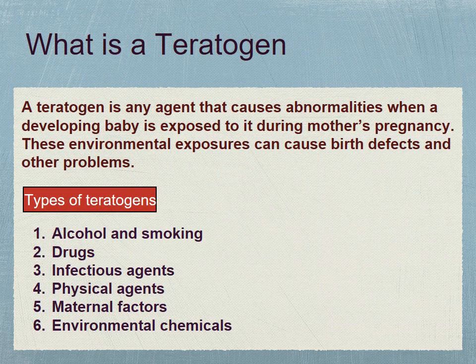Teratogens. Teratogen is any agent that causes abnormalities when a developing baby is exposed to it during the mother's pregnancy. These environmental exposures can cause birth defects and other problems. Teratogens can have effects that range from mild to severe, and they are often most dangerous during early pregnancy and with excessive or prolonged exposure. Types of teratogens. Perhaps the two most important teratogens today are alcohol and smoking. They are among the leading preventable causes of birth defects and developmental disabilities.